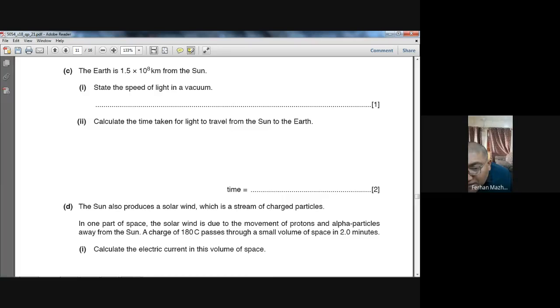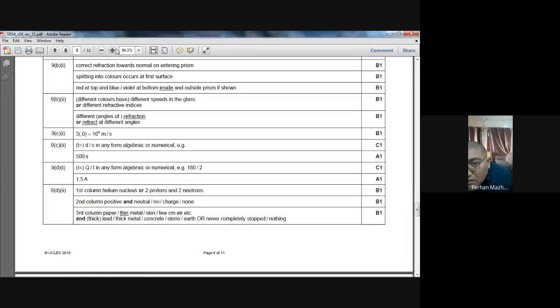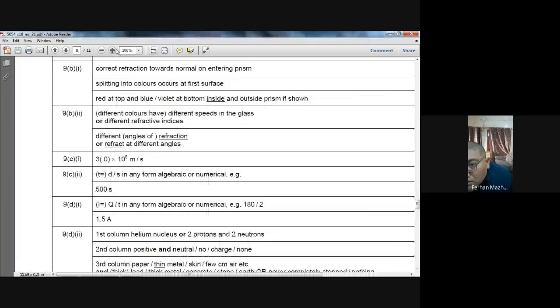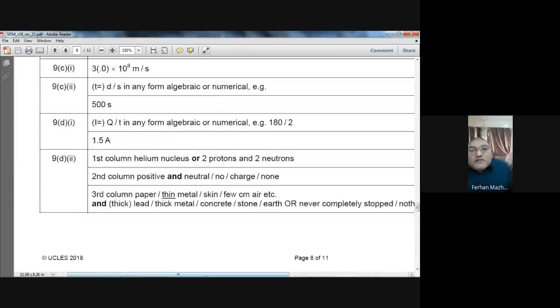Let me show you the marking scheme also. You can see that number. Yes, sir. Okay, next one.